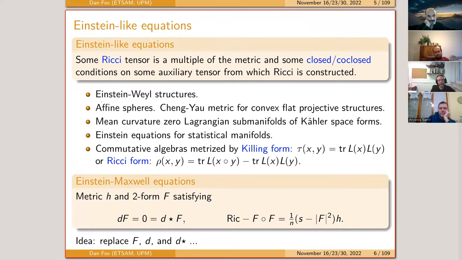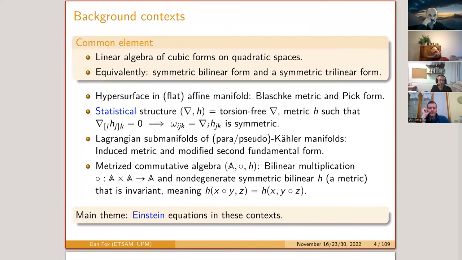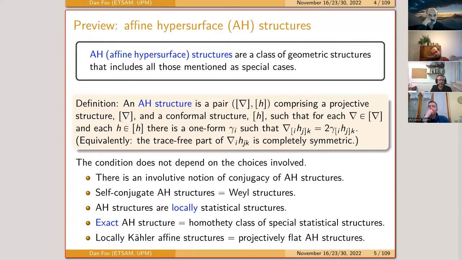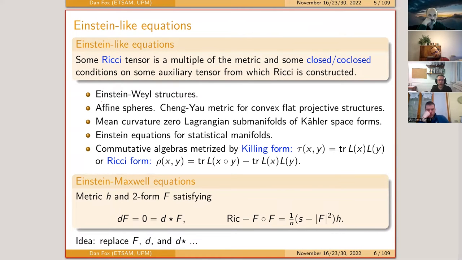The second is that if I have a hypersurface in flat affine space and it's co-oriented and non-degenerate, it acquires in a canonical way, which I'll explain, an AH structure, but really it acquires, in fact, a statistical structure. And I want to get an Einstein equation for statistical manifolds, but in this context of affine hypersurfaces, there's a special distinguished class of affine hypersurfaces called affine spheres. And I will explain what those are, but they're umbilic objects in affine geometry. To say the affine shape operator is a multiple of the identity.